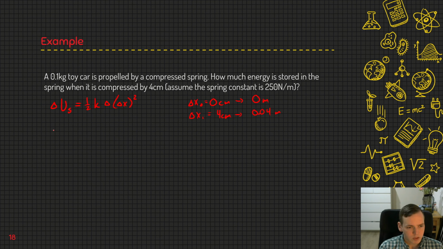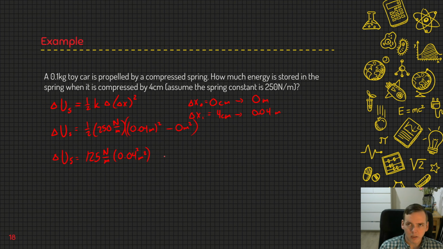So now we can do U of spring is equal to 1/2 times 250. Sorry, let me put my units in: newtons per meter, times the final, which will be 0.04 meters squared, minus 0 meters squared. So the 125 newtons per meter times 0.04 squared meters squared. So that's 0.0116.